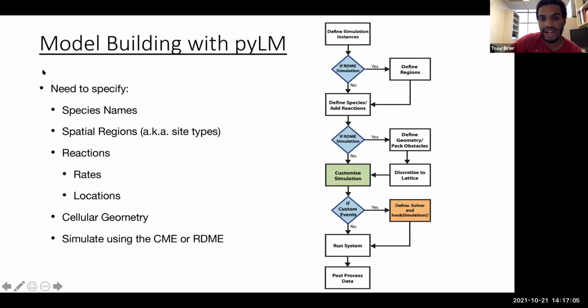And so here's a schematic or diagram of building models using PyLM, so using the Python interface of Lattice Microbes. And so it's pretty much, you need to determine the type of simulation you're going to do. So if you want it to be spatial, if it's an RDME, then you're going to need to define regions. And so all of these things are just different steps of it.